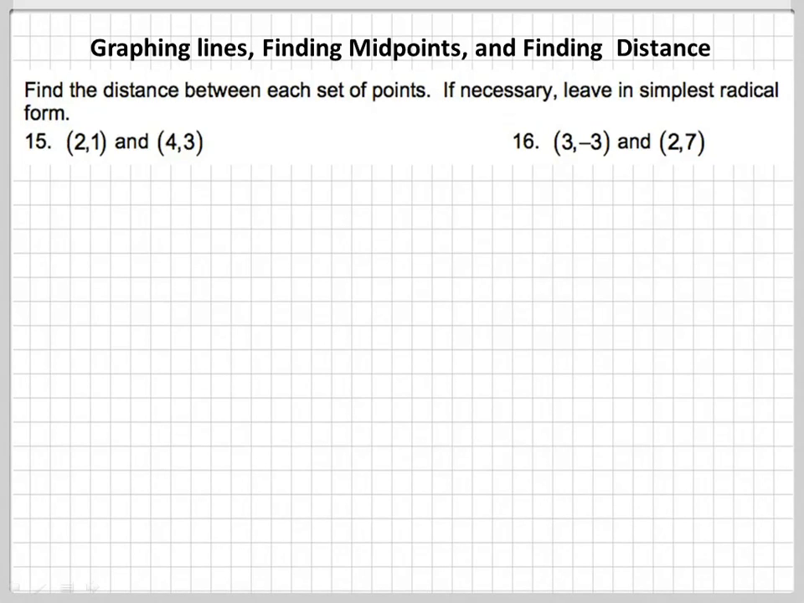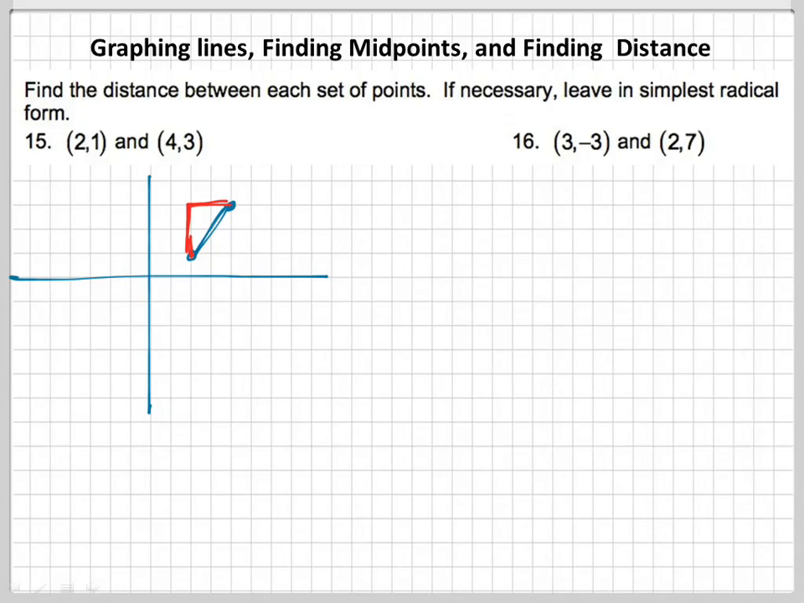It asks us to leave it in radical form, simplest radical form. That means no decimals. So we could do the visual way. We can graph it. (2, 1) goes right there, and (4, 3) goes right there. We want the distance between these two points. If you want to, you could draw yourself a right triangle.